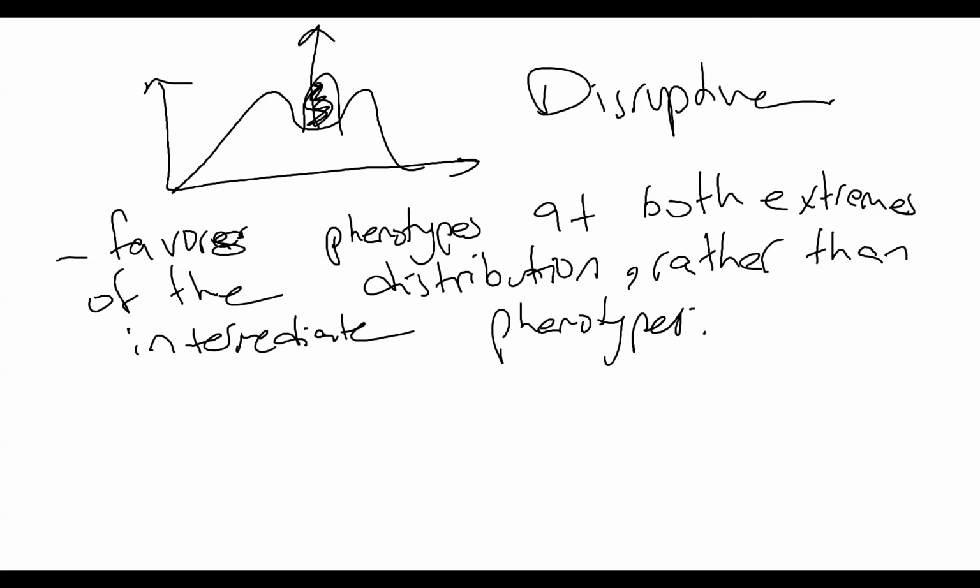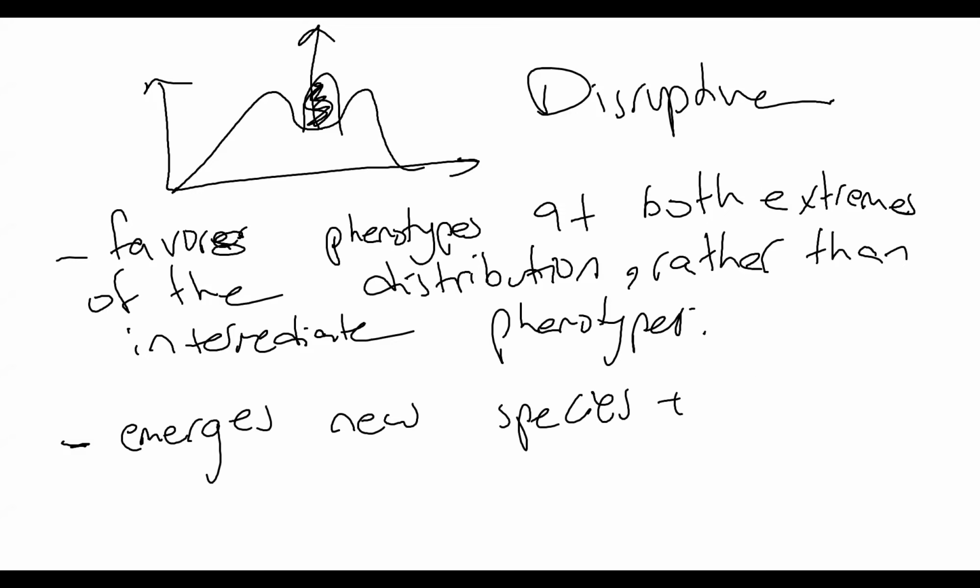So the disruptive selection favors phenotypes at both extremes of the distribution rather than the intermediate phenotype. So now we have two, which speaks about diversity. The directional and the disruptive, both of them allow the diversity. However, the disruptive can create a whole new species, you know? Let me give an example.